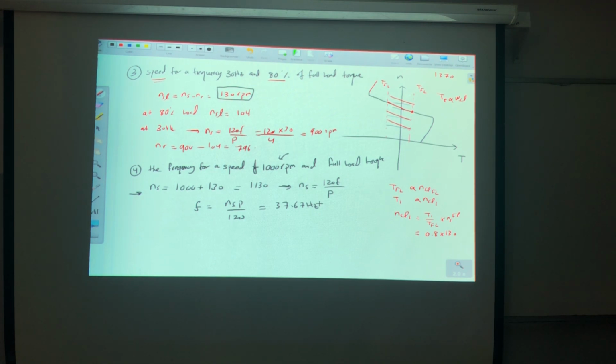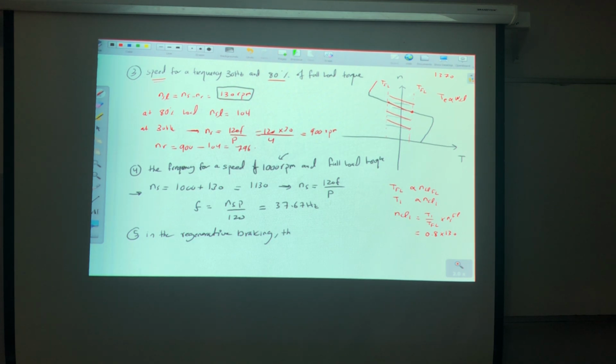Now, what about if I am in the regenerative braking? Just in the regenerative braking, the speed for frequency 30 hertz and 80%.